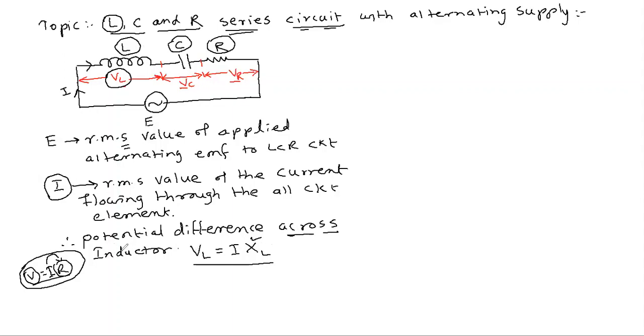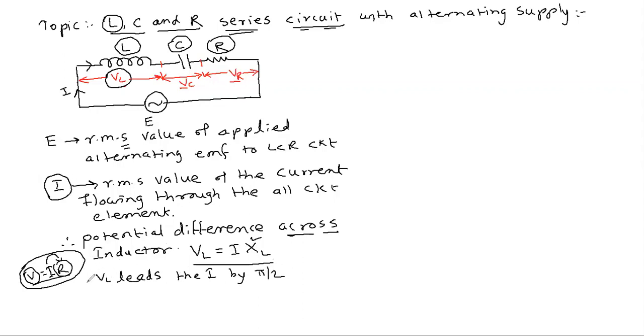Now in the inductive reactance, you know the potential difference leads the current by an angle of pi by 2. The relation we have already proved, that is, VL leads the current by an angle of pi by 2.